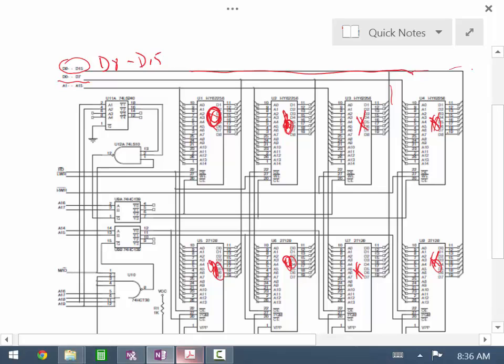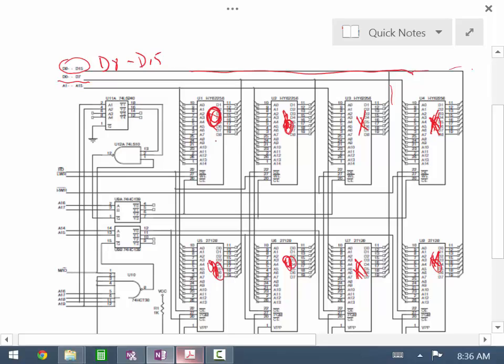These chips here, those 4 chips here represent the upper 8 bits of the data. So when we look at this particular circuit, we're going to find that this chip here, these 4 represent the lower 8 bits.